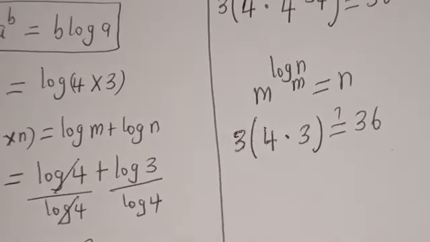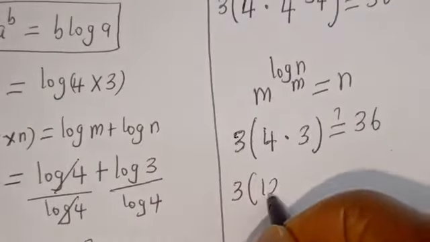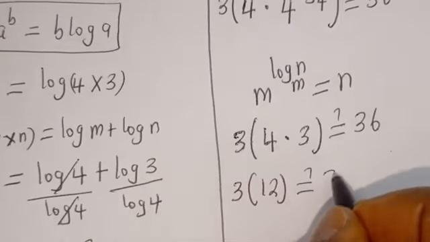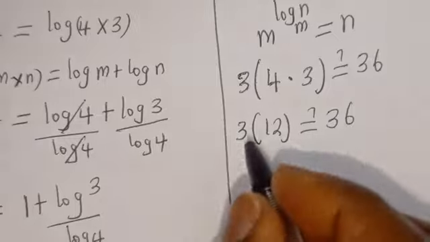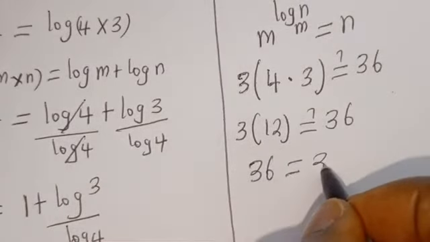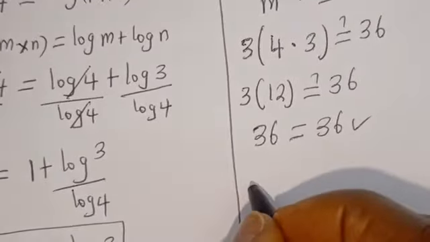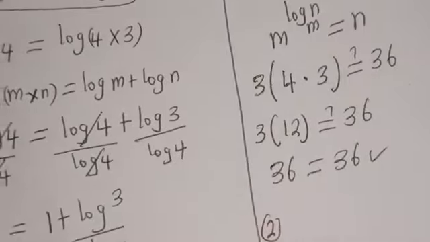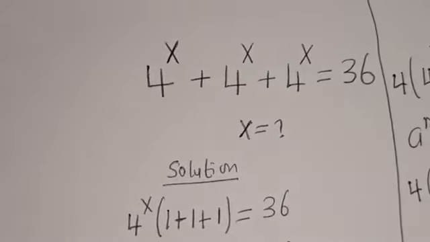Then we have 3 bracket 4 multiplied by 3, this is 12, must be equal to 36. Now the left hand side, 3 multiplied by 12, this is 36, is equal to 36, which is true. Now let's consider the second question. Let's call this question 2 and call this question 1.